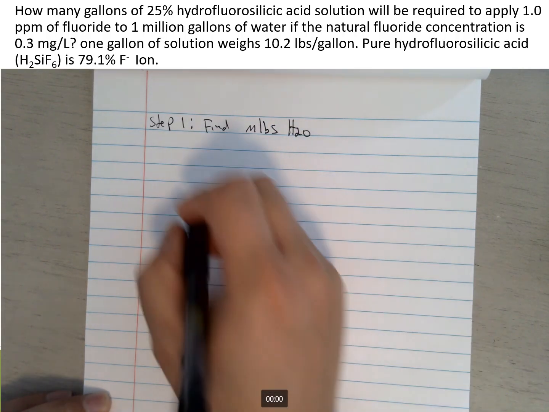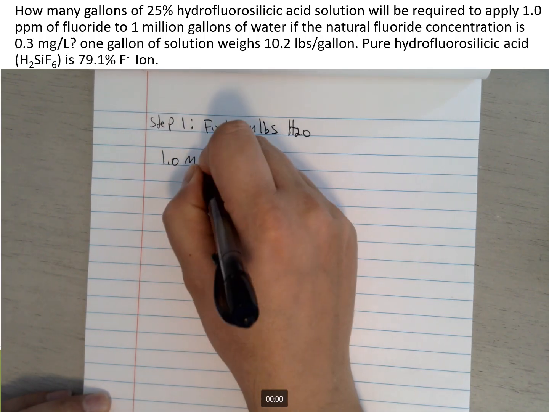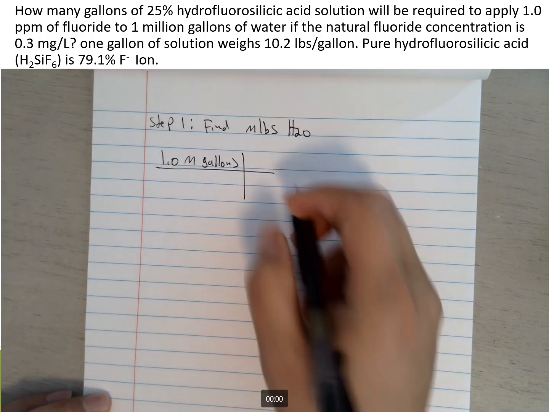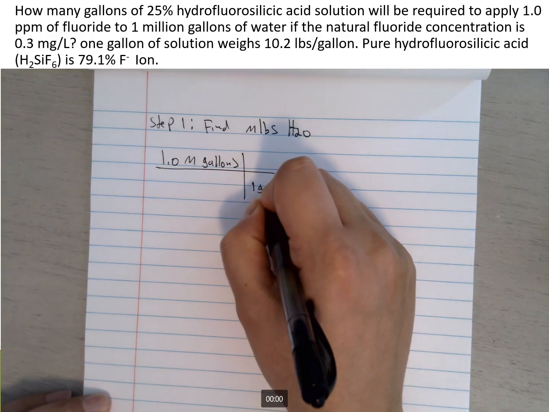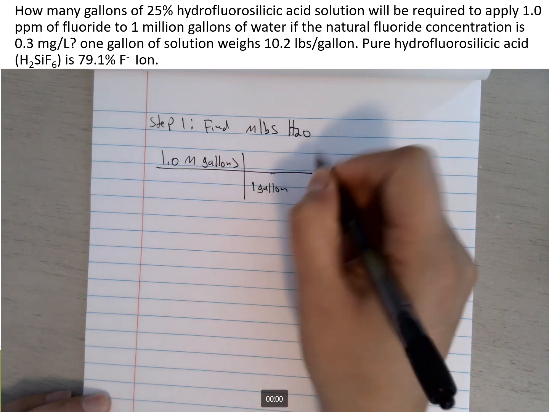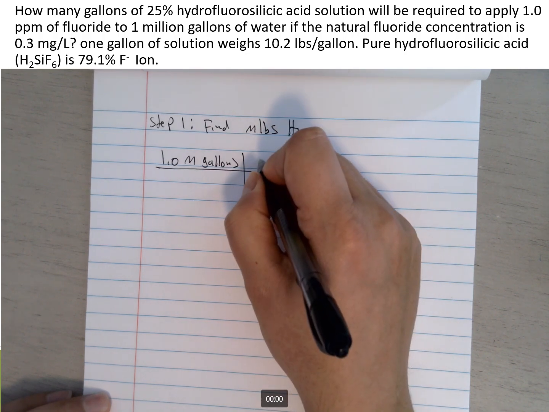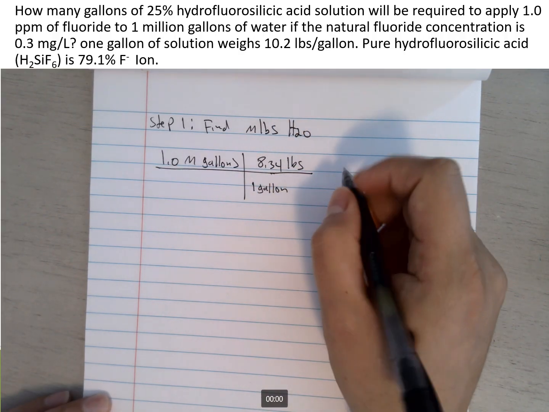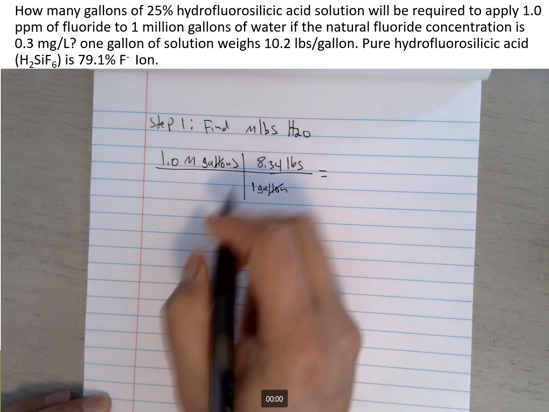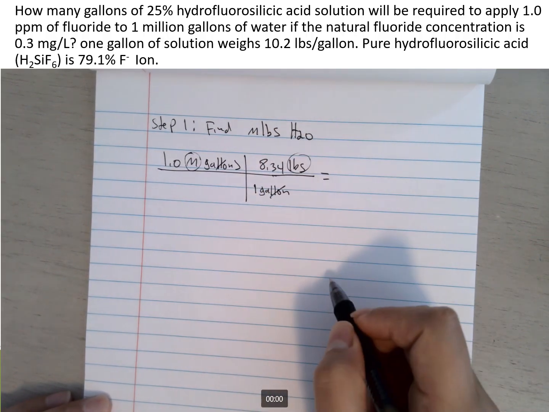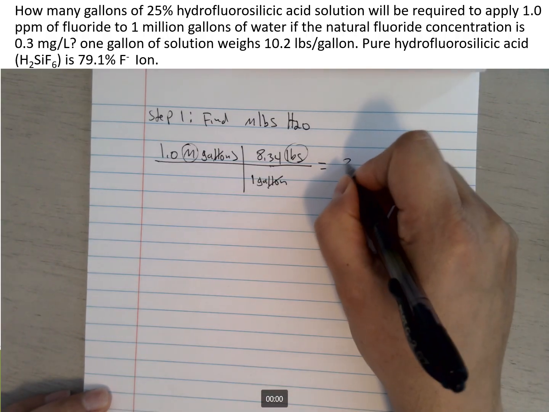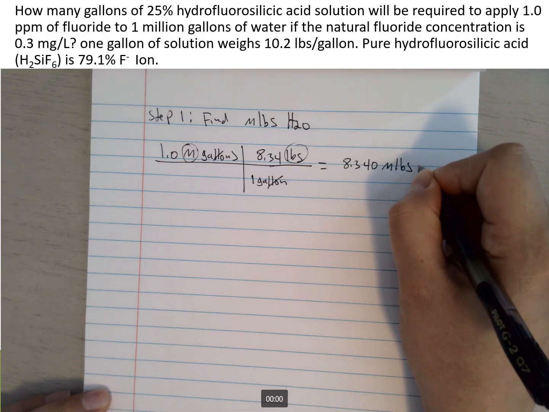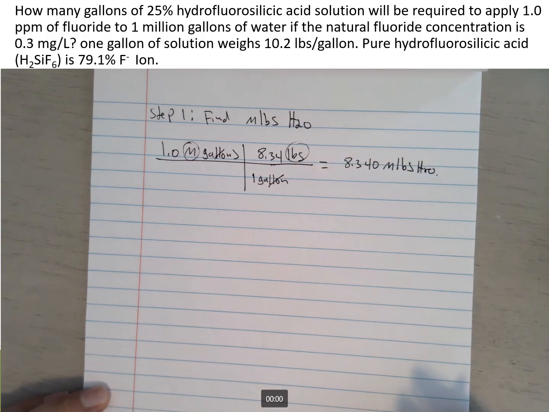We know that we're processing 1 million gallons of water. We put the conversion factor accordingly, 1 gallon on the bottom, so that gallons cancel out, corresponds to 8.34 pounds. Gallons cancel out, we're left with units of million pounds, 8.34 million pounds of water.